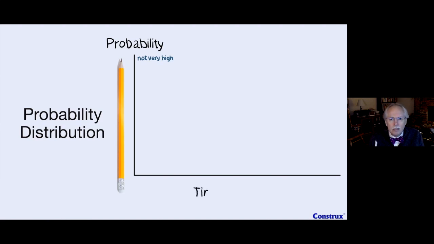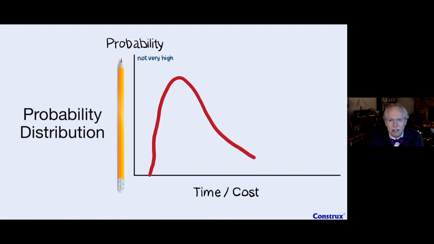Down the bottom, let's look at time or cost, right? Because that's what I want to write down here at the bottom: time or cost. So now we can draw a probability distribution. And for time and cost, the probability distribution often looks something like this, right?